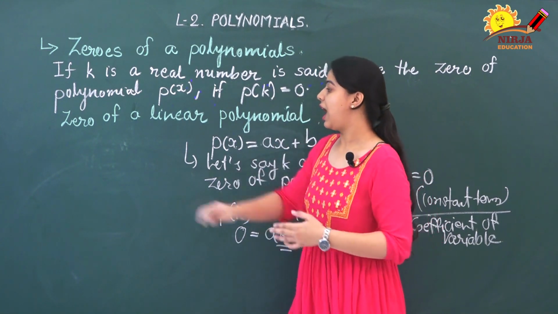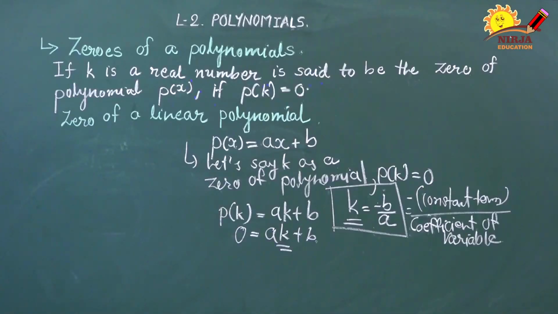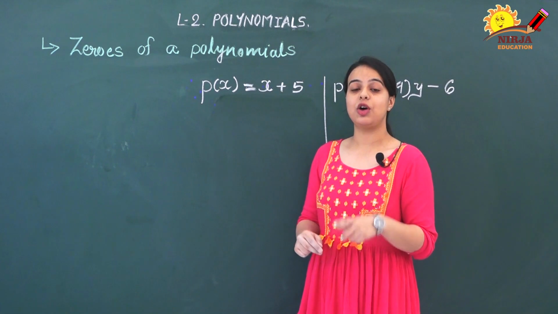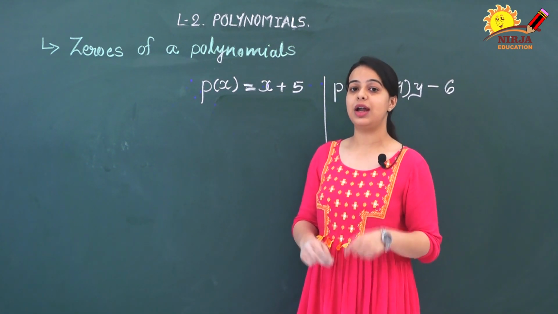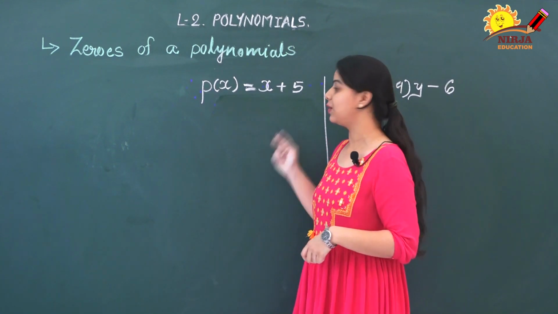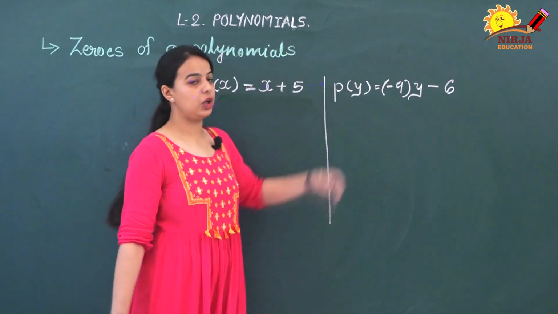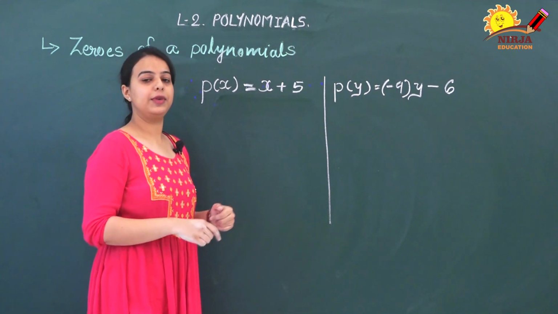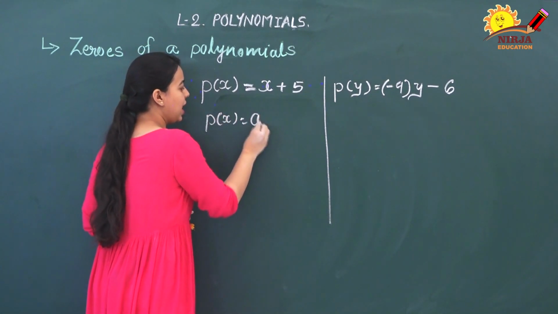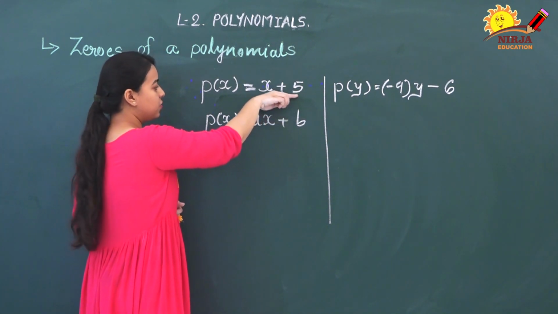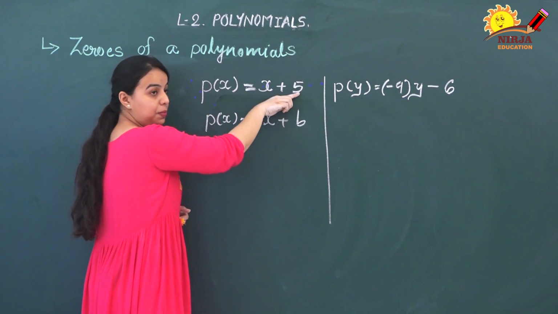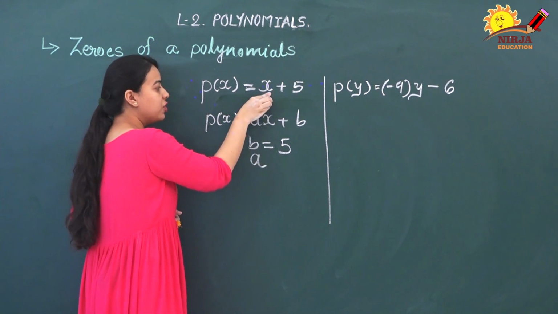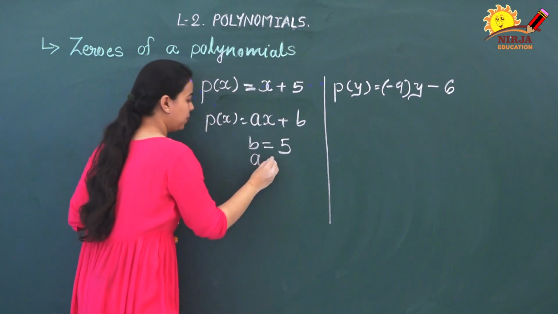Now let's see an example of how to find the zero of a linear polynomial. Just now we have derived the equation to find the zeros of a linear polynomial. Now let's apply that equation and see if we are able to find the zeros by examples. Here I have taken two polynomials. The first one is p of x is equal to x plus 5. Now I am going to compare this polynomial with the general form of a linear polynomial, which is p of x is equal to ax plus b. Let's find our a and b from this polynomial. Our b is 5, which is the constant term, and a is the coefficient of the variable. As you can see, the coefficient of the variable is nothing, so we can take it as 1. a is equal to 1.